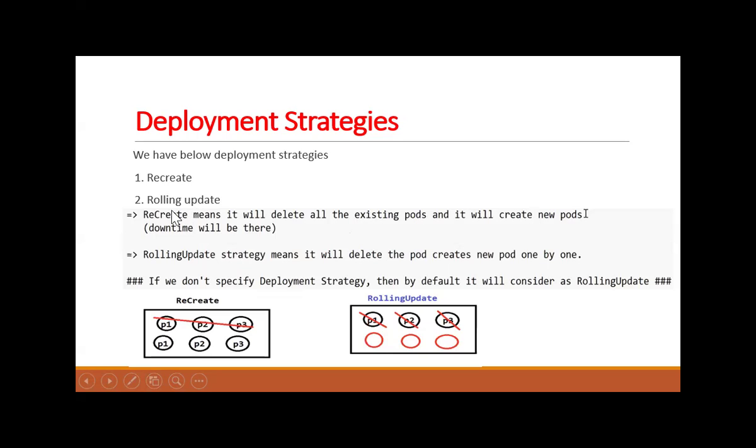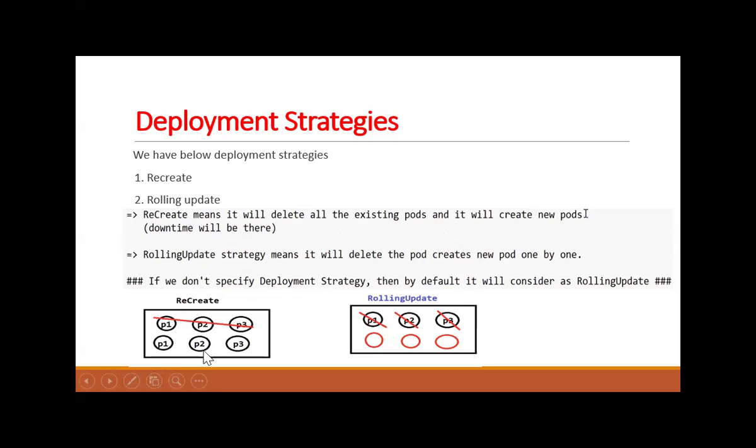Recreate means it will delete all the existing pods and create new pods, so downtime will be there. Rolling update is a strategy where it will delete the pods and create new pods one by one. If you don't specify the deployment strategy, then by default it will be considered a rolling update.